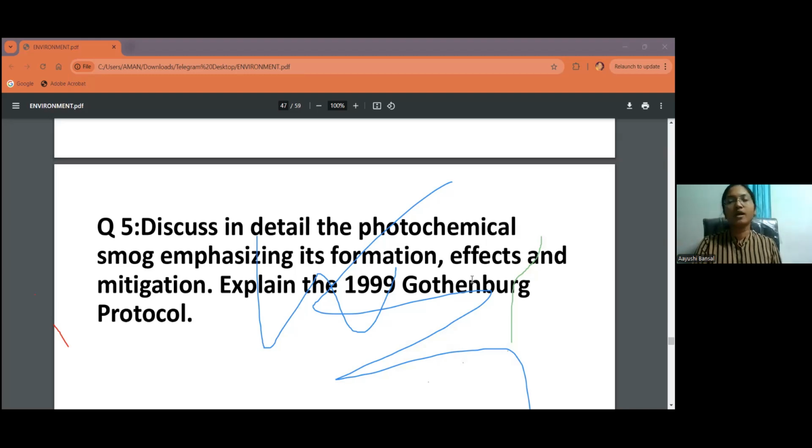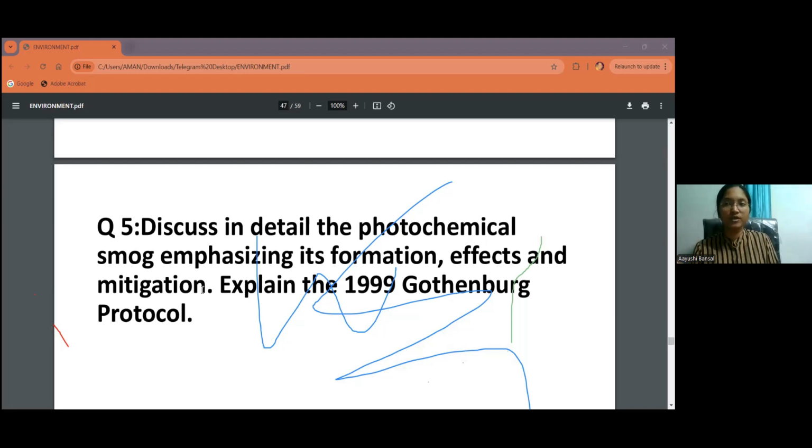Then effects: what are the effects of photochemical smog? When there is smog, there is no visibility. Then the impact on health, impact on biodiversity, impact on nearby trees, impact on vulnerable sections. See, again, I'm using the same structure and generating points. And mitigation: you can talk about mitigation. You can write about mitigation from the cause itself. We know it happens due to volatile organic compounds and due to nitrogen oxides. Now I have to see from where these two gases are released.